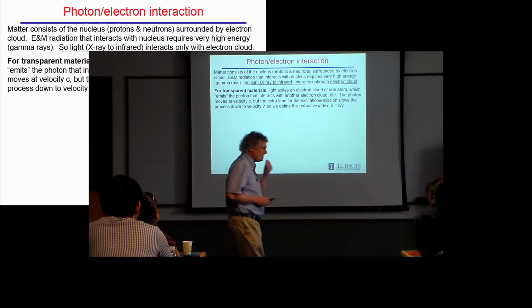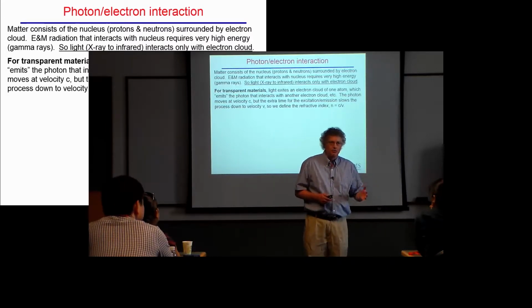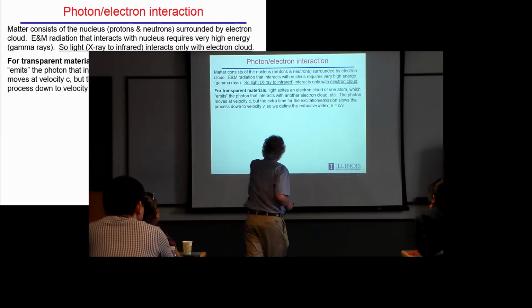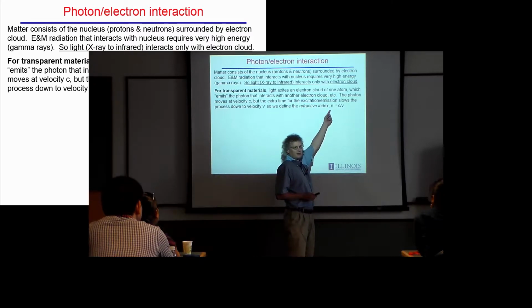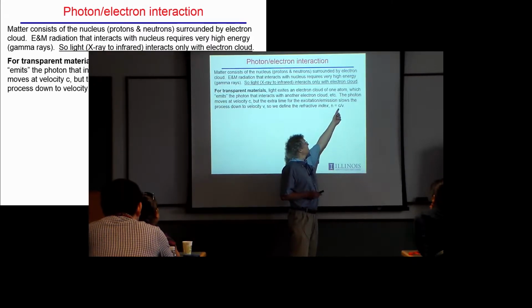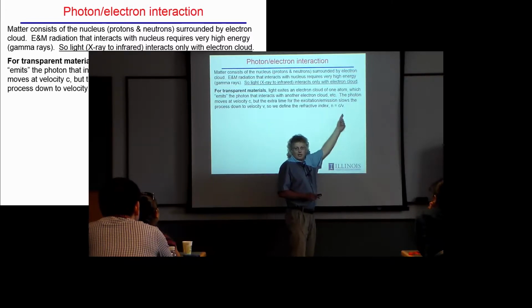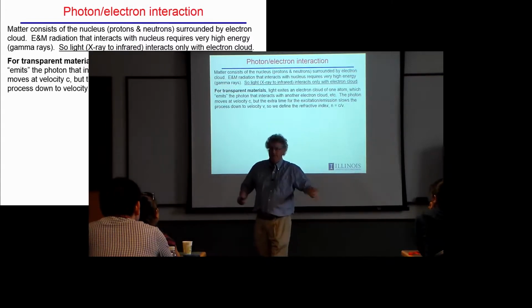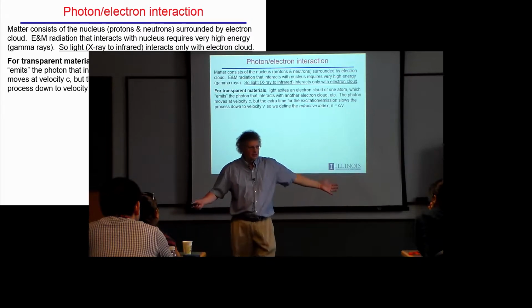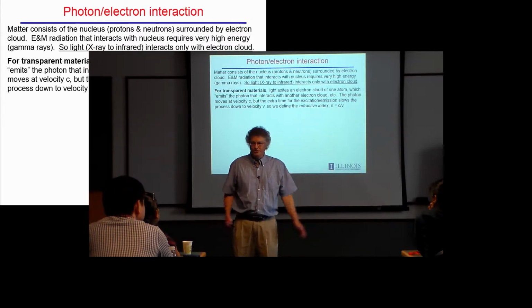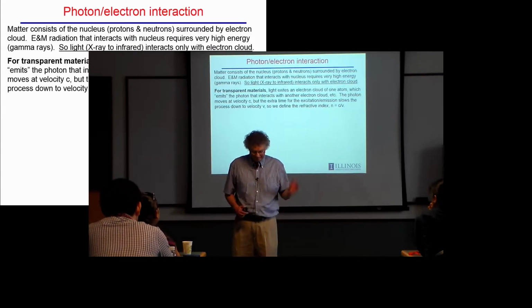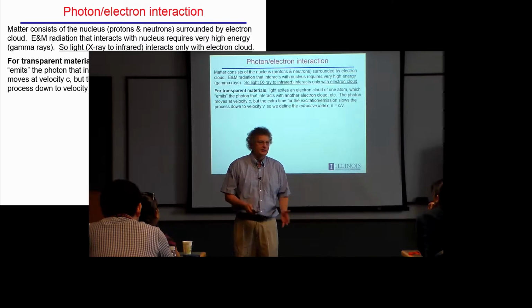So, how do we describe the fact that it slows down? Well, we define that by the refractive index. The refractive index, by definition, is the speed of light in vacuum divided by the speed of light in that material. The speed of light in vacuum is c. It's a universal constant. But the speed of light in everything else is something different, depending on how the light interacts in that material.